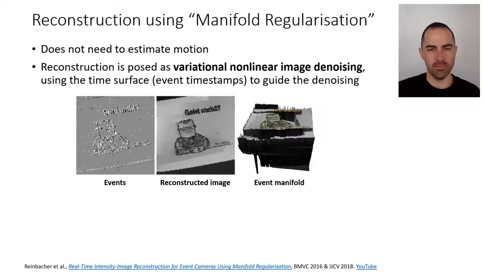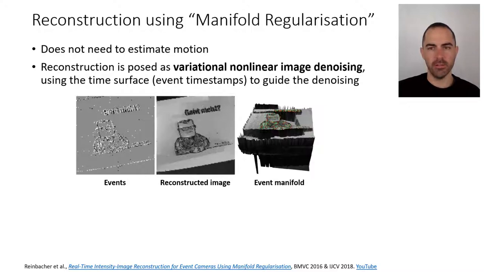Basically the idea is that there are some input events here on the left, and we can use the timestamp of the events, and we represent them in space and time. Time here is the vertical axis. We can use this surface or this time map for regularizing, for guiding the image denoising to obtain a reconstructed image like this one.